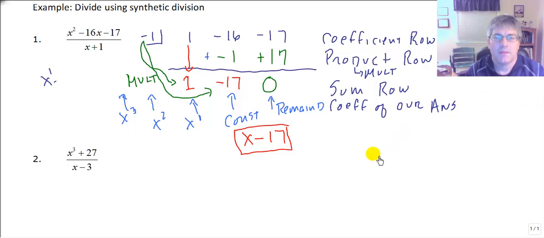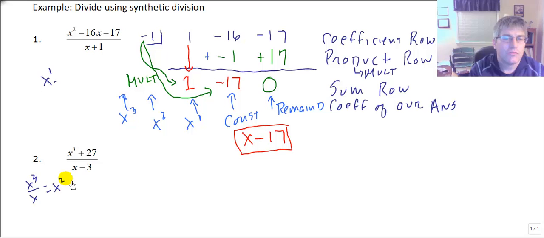Let's do another one. This one will be a little bit better example, but let's go ahead and begin. We're dividing x cubed plus 27 by x minus 3. So hopefully we know here x cubed divided by x to the first is going to be x squared. So we know our largest term is going to be x squared, right? Didn't we know our largest term in number 1 was going to be x to the first? And it was. So now we know our largest term is going to be x to the second.